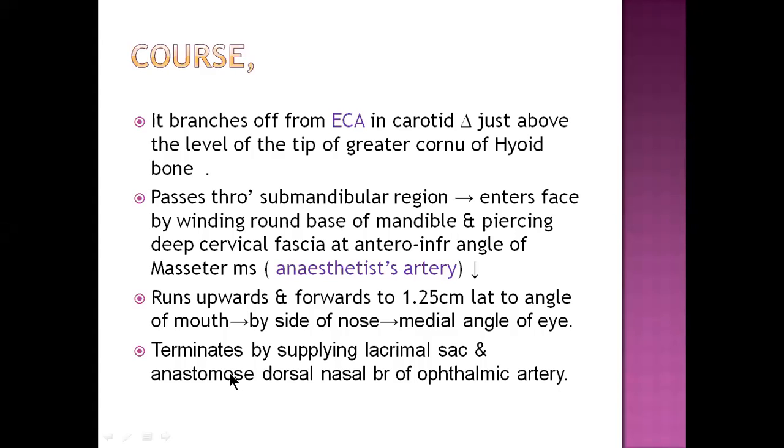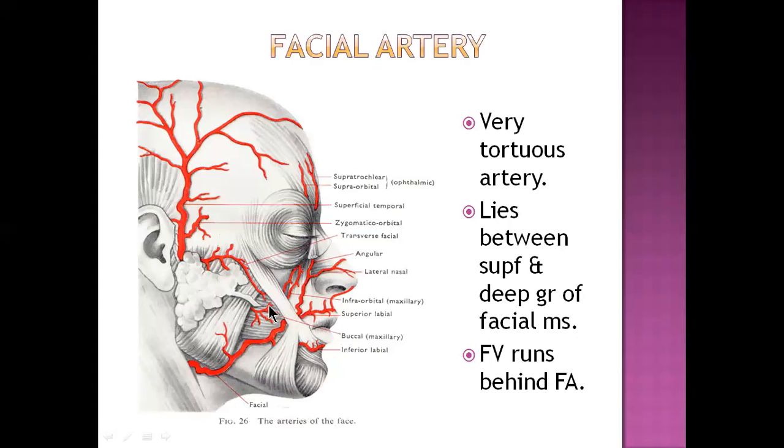And what does it do? It terminates by supplying the lacrimal sac and anastomosing with the dorsal nasal branch of the ophthalmic artery. The ophthalmic artery is a branch of the internal carotid artery, so you find a good anastomosis between the internal carotid artery and the external carotid artery. Can you follow me, students? Yes or no? Yes, sir. Okay, very interesting.